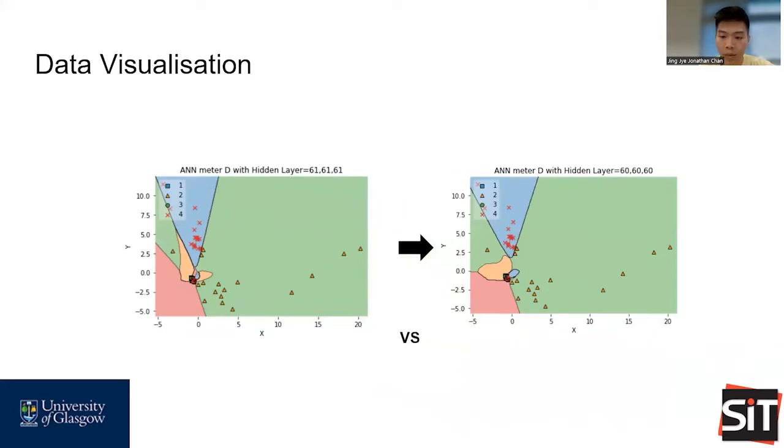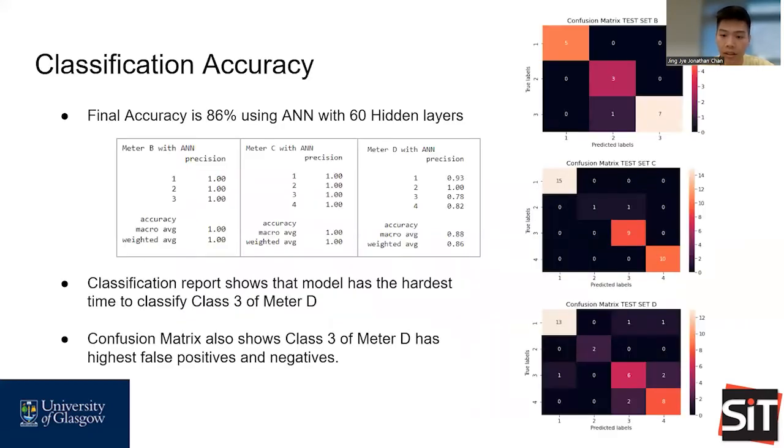So for ANN, a hidden layer of 61 gives us the highest accuracy. However, the visual inspection shows that the data is getting overfitted. Thus, we reduce the number of layers to 60, which gives us a lot better clustering and separation between the different classes. For the final accuracy, it comes up to 86% with ANN with 60 layers. Further studies were also done using the classification reports and confusion matrix. From these studies, we can see that class 3 of meter D has the most wrong predictions.